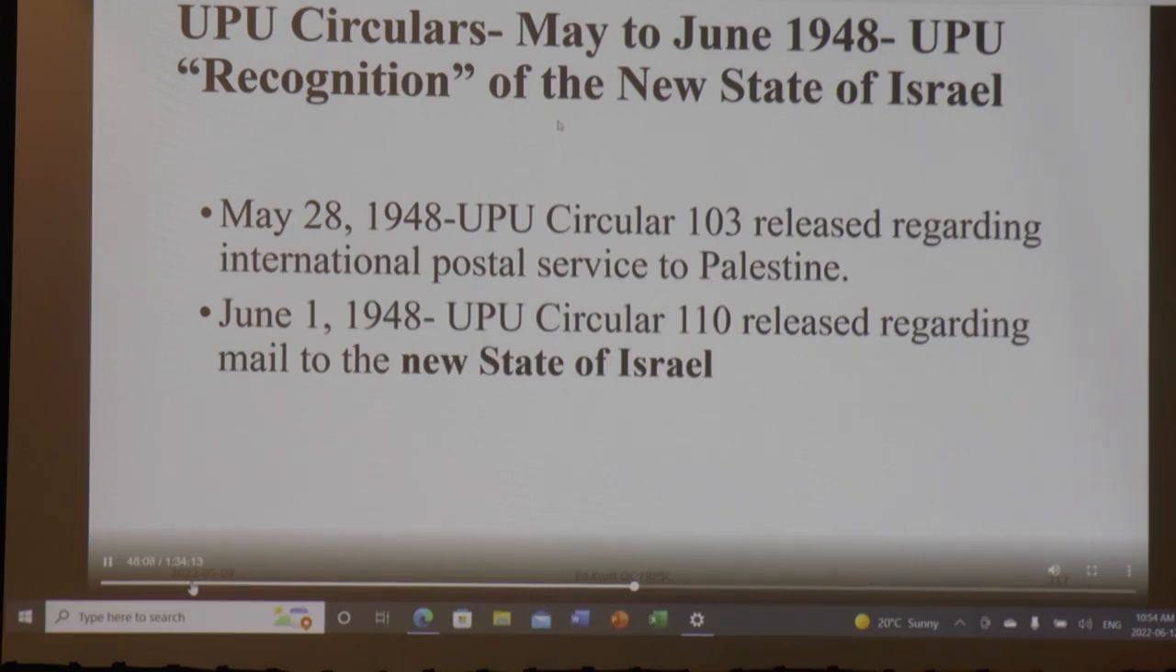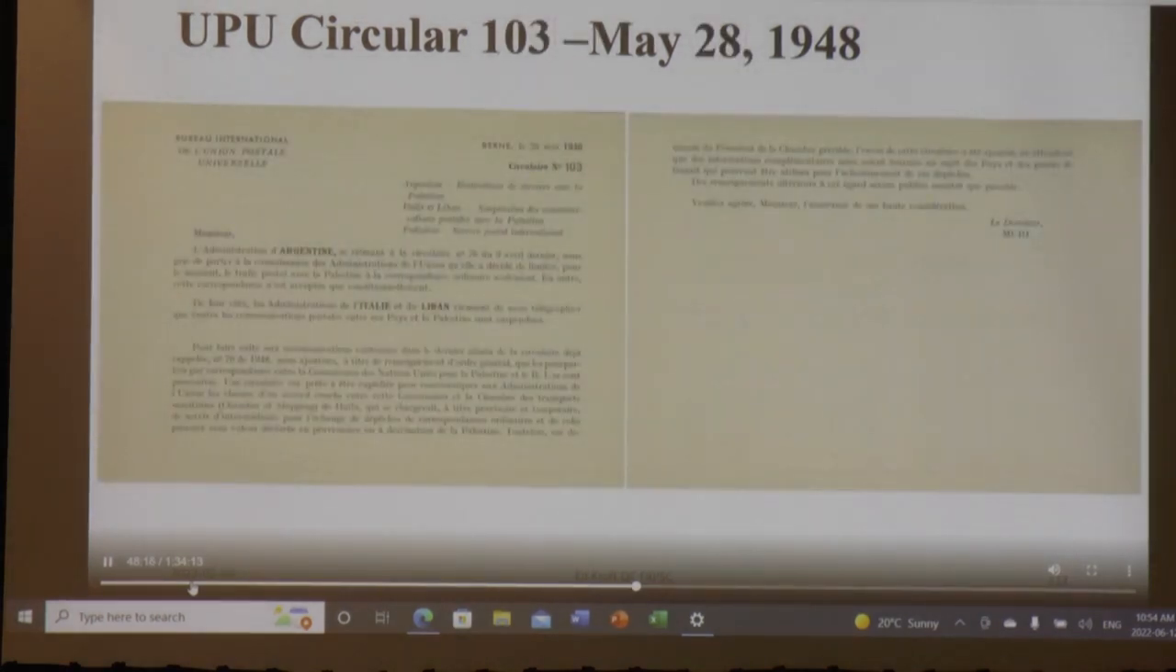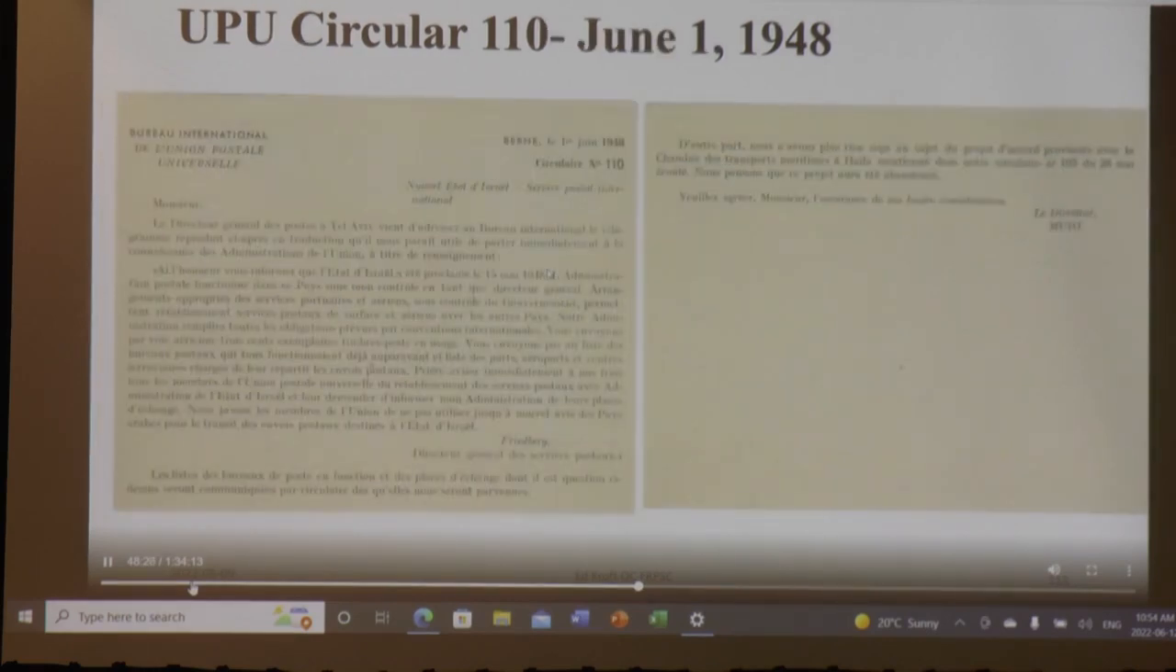The Universal Postal Union, what was it saying at the time? Remember, Israel had been established May 14, 1948. So what did it say? Well, it issued a circular on May the 28th referring to postal service to Palestine. And it announced that Palestine was looking for mail service at the time.